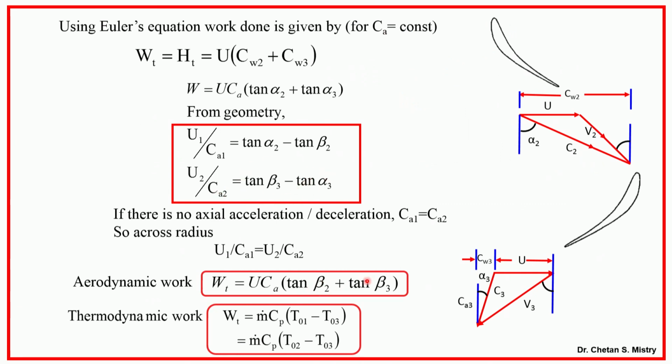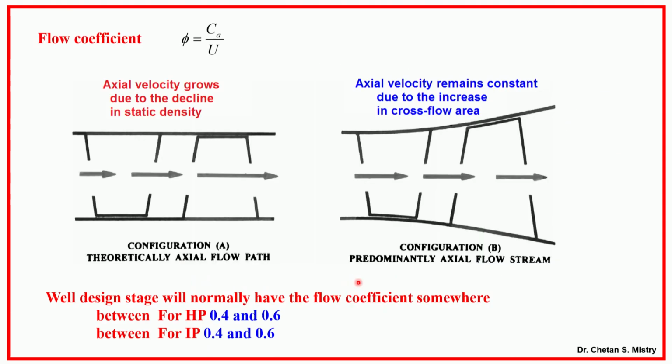Now, if you look at what we have discussed in terms of our angles here, beta 2 plus beta 3, my delta beta will be larger. So, the larger the angle, the more work is done, or the more work is extracted. Okay.